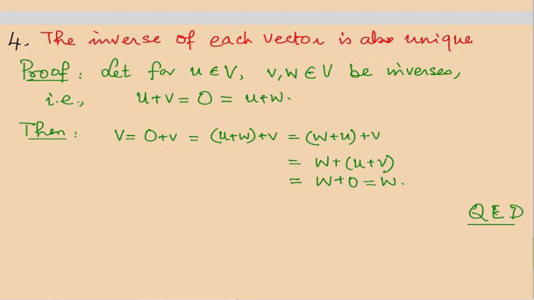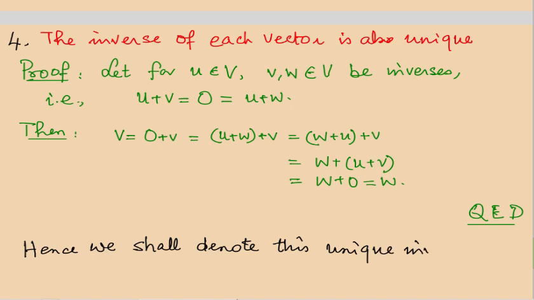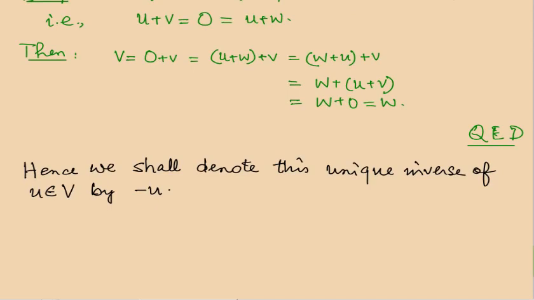Okay, and hence we shall denote this unique inverse of U by minus U. Obviously, minus U is nothing else but minus 1 times U. So this is also something which we can quickly prove, and I leave it as an exercise.